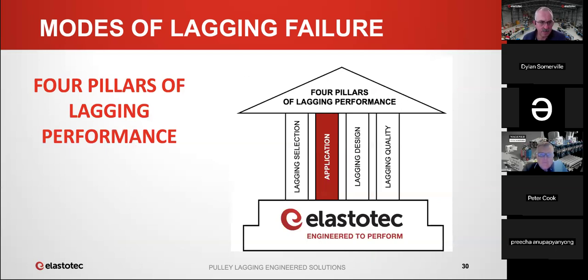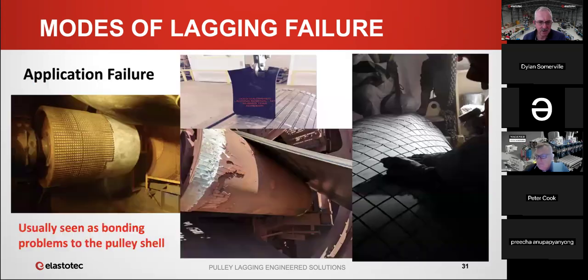The next pillar of lagging performance is application. Application is extremely important, and in the case of coal bond lagging, where it's put on the conveyor, that can be quite difficult because a lot of times people that are putting coal bond lagging on are dealing with very difficult conditions. You know, they're not in control of the weather. Obviously it's dirty, so it can be very difficult.